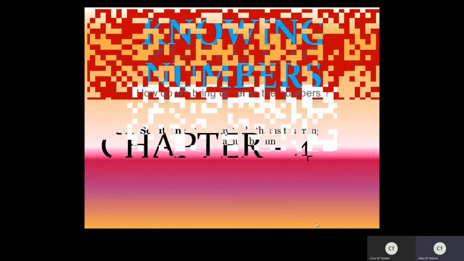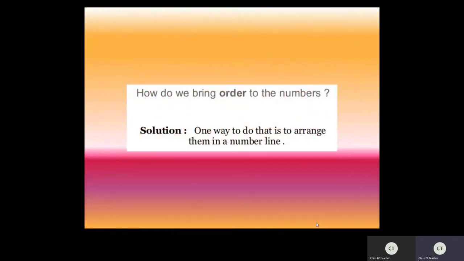Okay. Now let us go on to the next topic. So how do we bring order to the numbers? So what is the way to arrange the numbers? Okay. Order means to arrange the numbers. So firstly, the simplest method is to arrange the numbers in an order by drawing on a number line. We can represent it on a number line. As on a number line, we write the numbers in a sequential manner. We'll not miss any of the numbers in between. Yes or no?